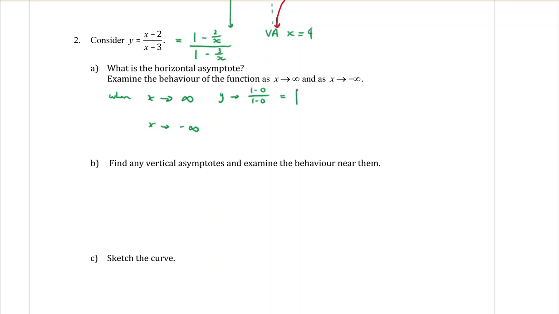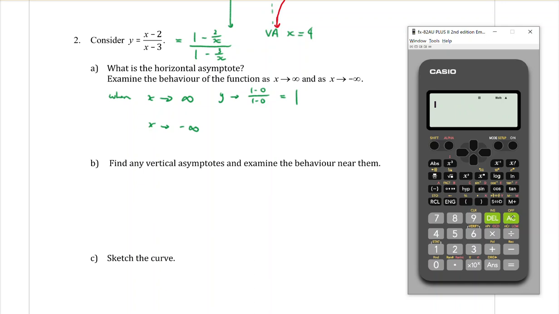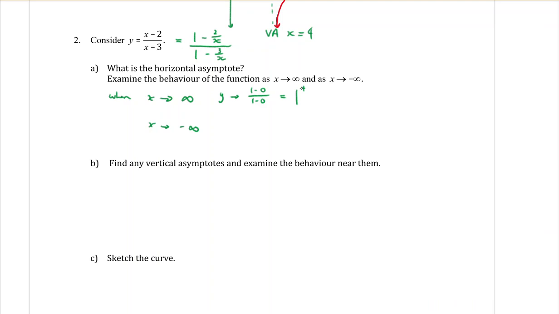Is that going to be above or below that 1 though? We could check it by subbing something into our calculator. So let's type in the fraction. If I'm going out to infinity, let's use that 100 number that I like. 100 minus 2 over 100 minus 3. That is 1.01, so it's close to the 1, but it is slightly above it, so it will be on the plus side.